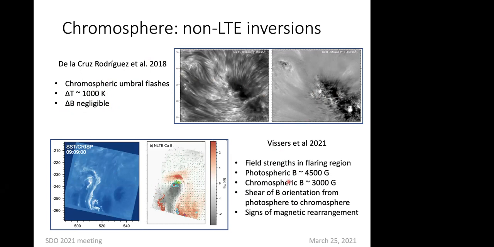In an even more recent paper, Vissers and his collaborators studied the magnetic field vector in the photosphere and the chromosphere during a flaring event. And among other things, they found that they were able to measure shear in the orientation of the magnetic field from the photosphere to the chromosphere and signs of magnetic rearrangement during the flare.